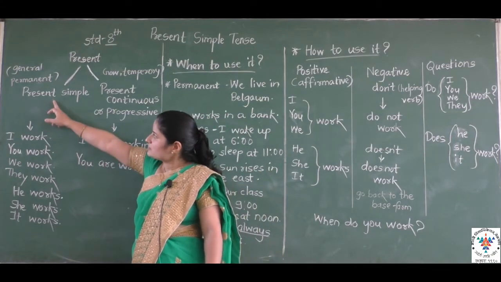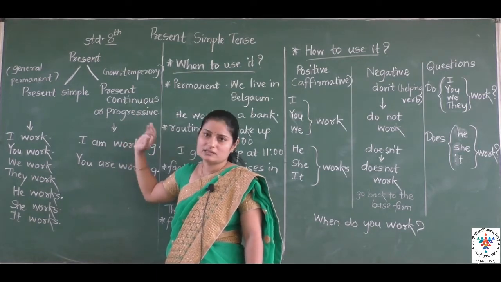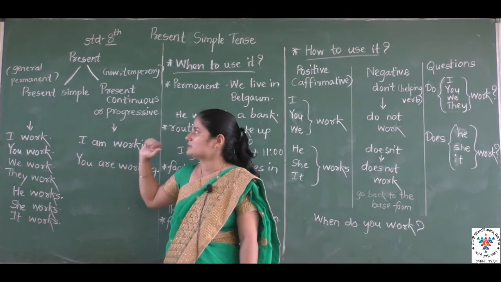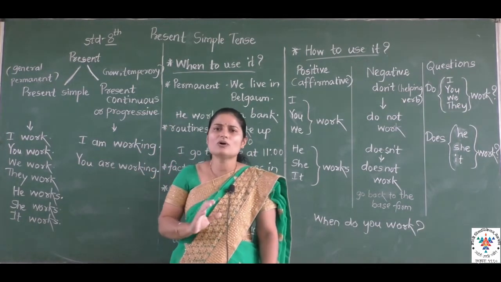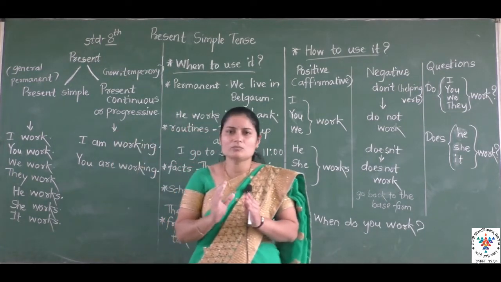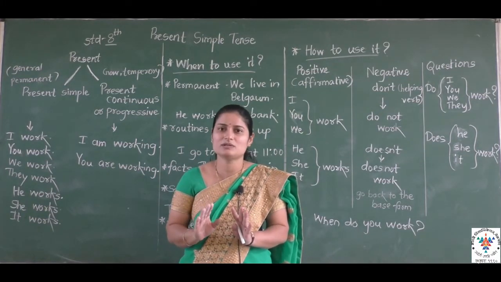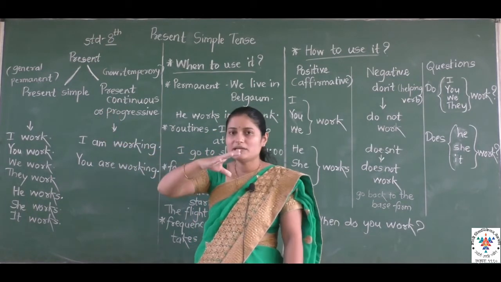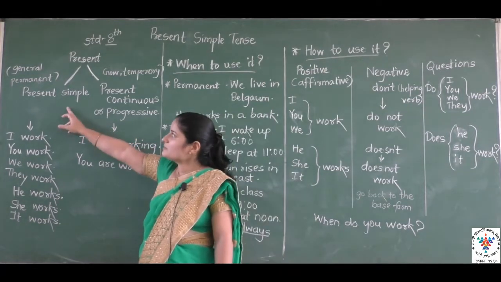First, present simple and present continuous, or progressive tense. Present continuous tense is also called present progressive tense. Present simple tense is used in general, or for a more or less permanent activity. Nothing is permanent in this world, but for a particular period it is a fixed activity, and that time present simple tense is used.